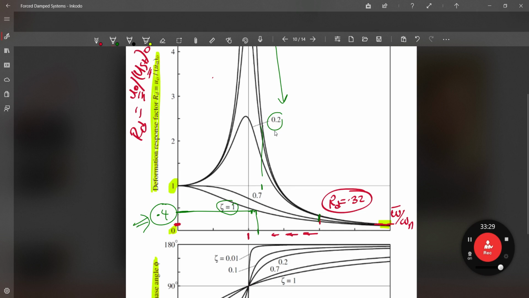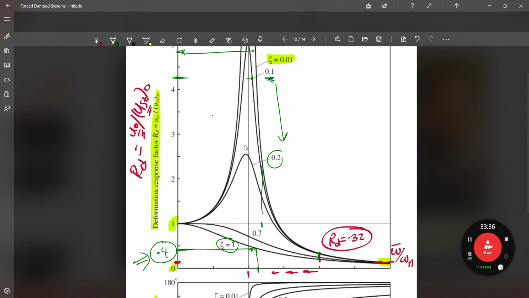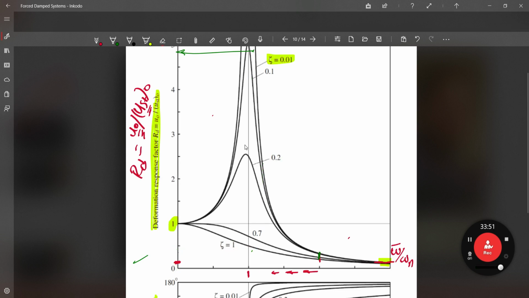Okay, now let's examine these parts and think about them clearly. Let me first clean these parts here, so that we can understand clearly what we are talking about. First of all, let's assume the frequency ratio omega over omega n is very small, less than 1. This means that T, the period of the excitation, T bar, is very large compared to Tn.